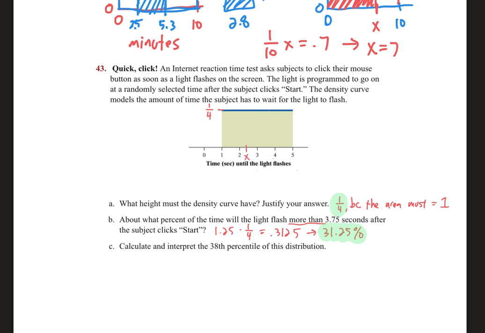Okay, but the 38th percentile is some point on here, some value, where the area less than that in this distribution is 0.38. So if we draw this rectangle, we want all this area here to equal 0.38. Okay, so here we'll do a little equation. So notice this is a rectangle again.